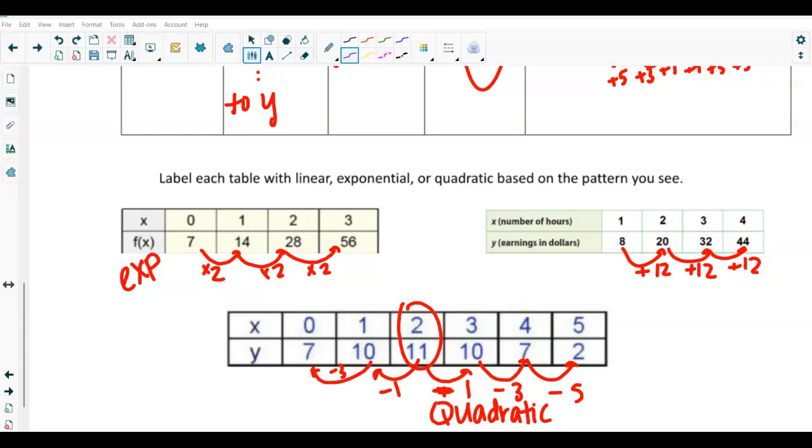All right, there you have it, our 3 different kinds of patterns we've seen so far this year.